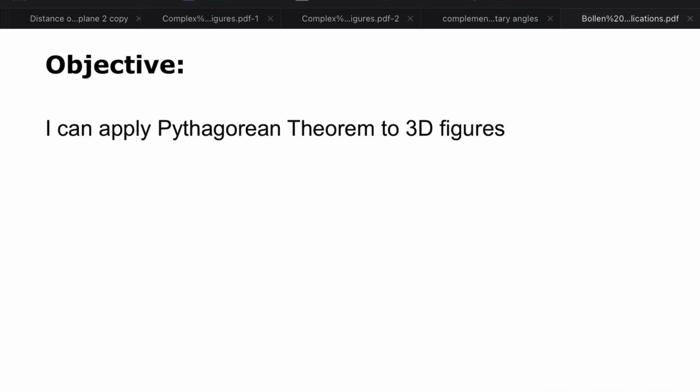Alrighty, today our objective is that you can apply the Pythagorean theorem to 3D figures. So these are all going to be two-step Pythagorean theorem questions. They're all going to require you doing it twice.